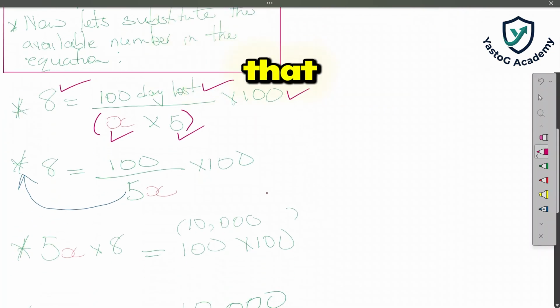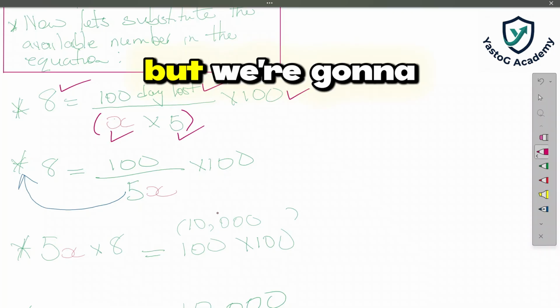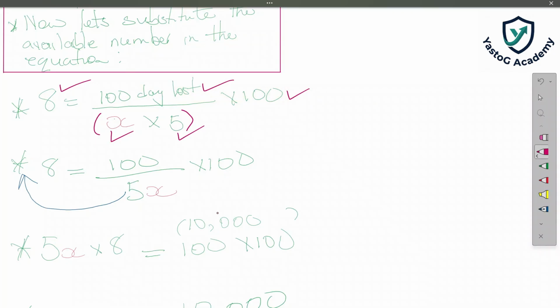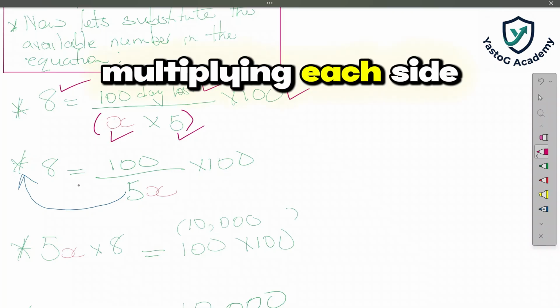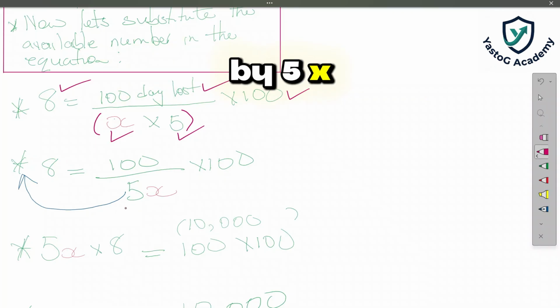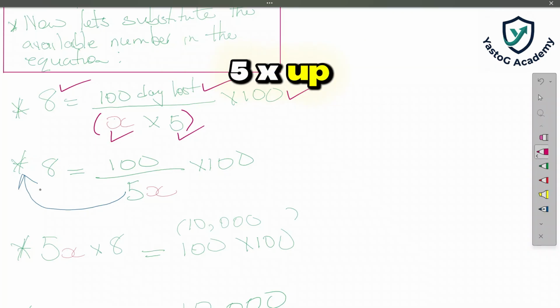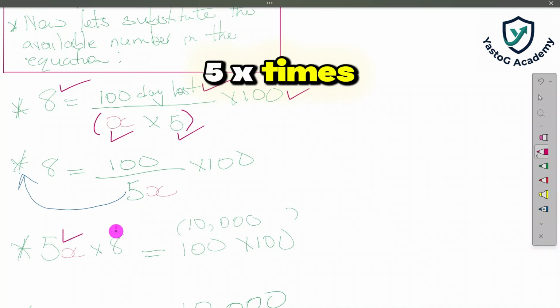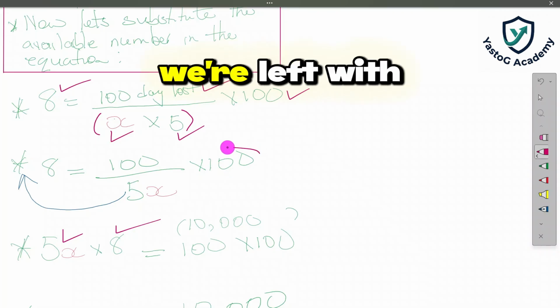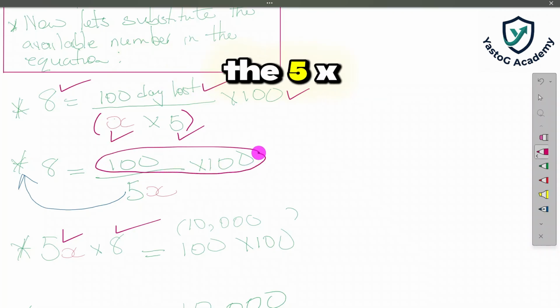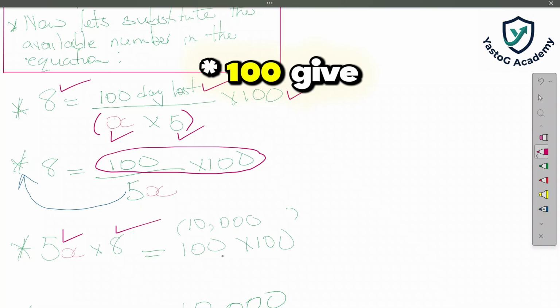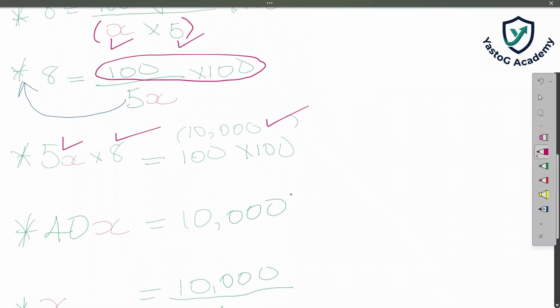So now that we've done that, what we're going to do is, and I know this is a little bit of math, multiplying each side of the equation by 5x to get rid of the 5x down here. But an easy way is just to bring that 5x up, and it becomes 5x times the 8. And of course, we're left with the 100 here at the top if we bring the 5x up. And so 100 times 100 gives you 10,000.